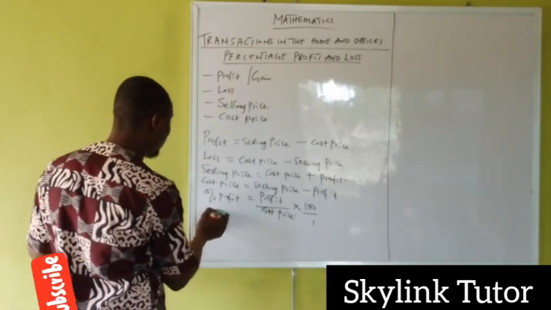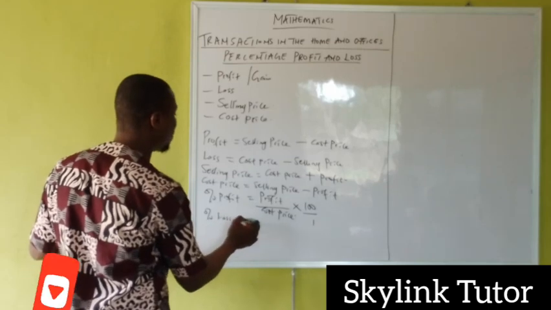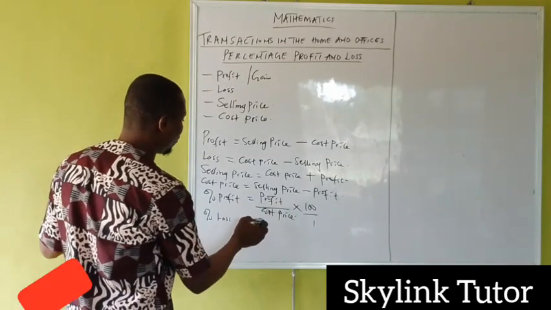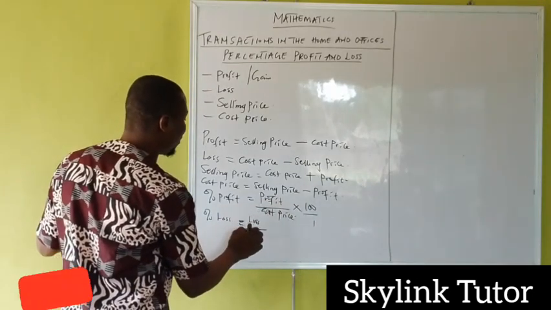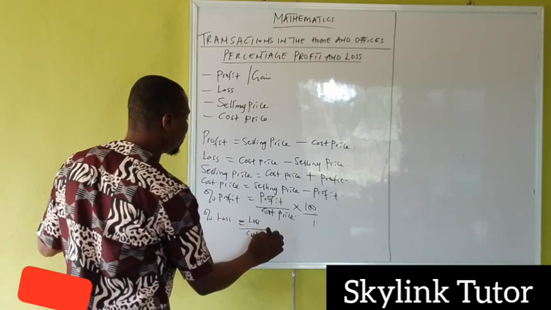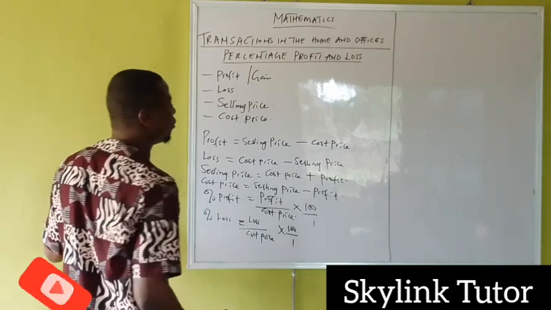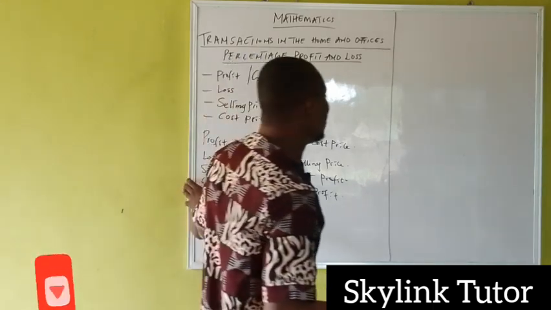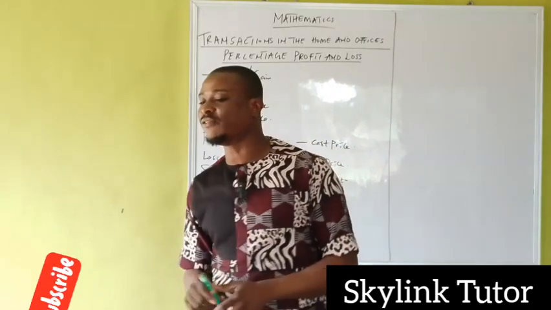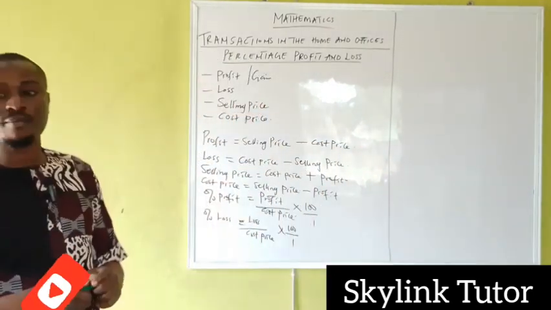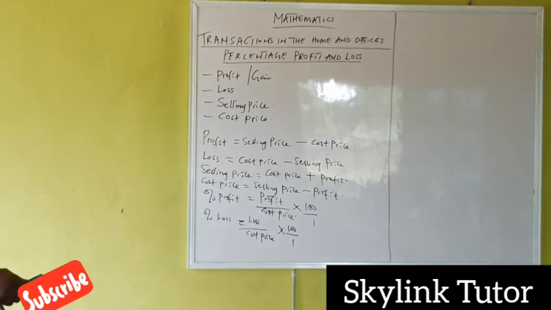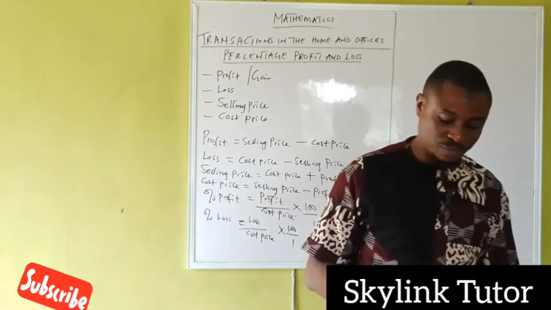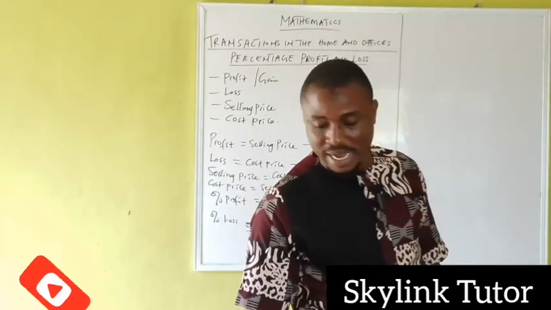For the percentage loss, loss over cost price times 100 over 1. You see all these formulas? They are very, very important. You need to learn the formulas so that when you want to solve a problem, you can actually use either of the formula. Okay. Alright.